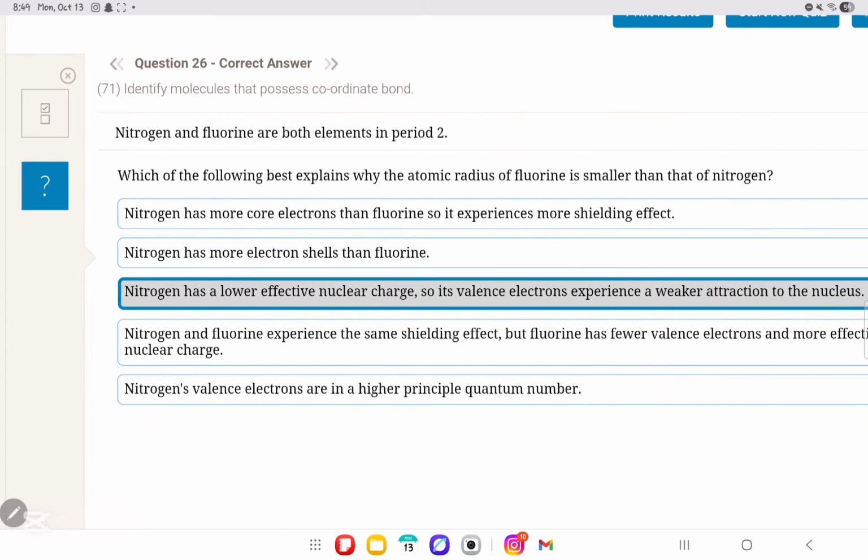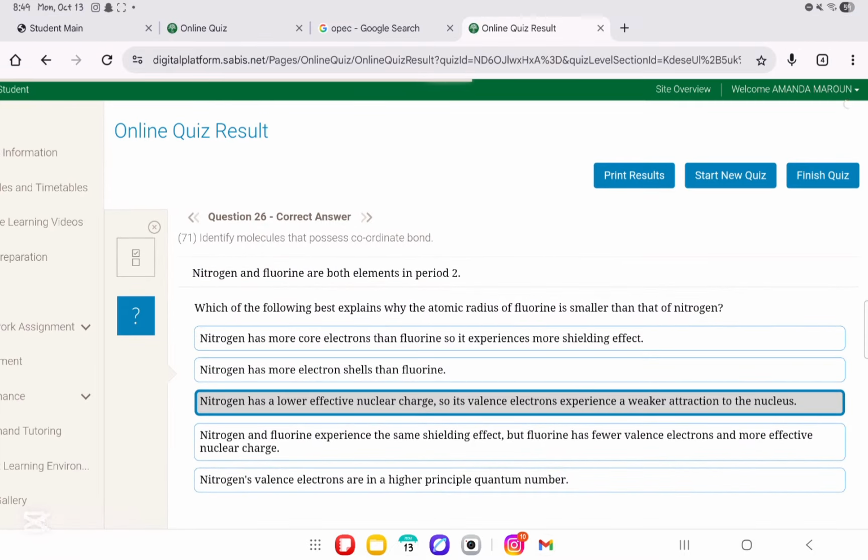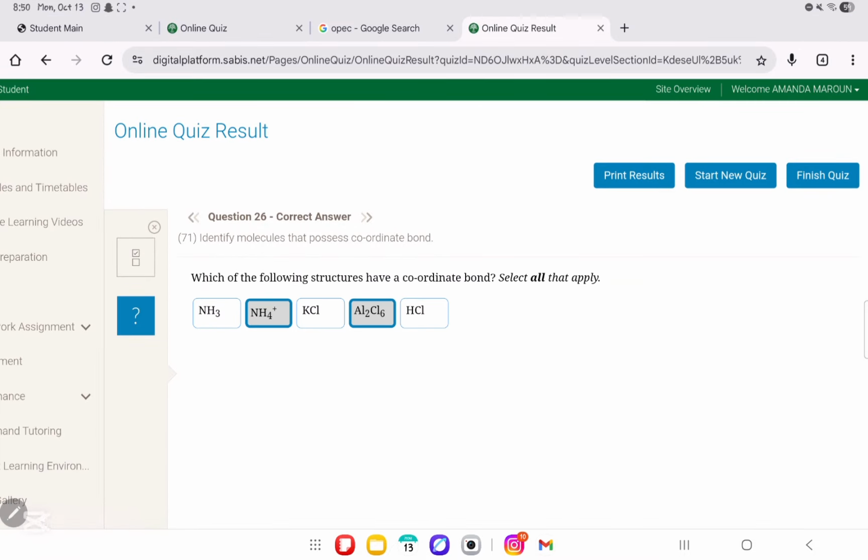What does it say? Hopefully it will load. Question number 26. Which of the following have a coordinate bond? So I'm just going to take the two that have a coordinate bond. I'm going to draw and I'm going to explain what a coordinate bond is. We first start with NH4+. So N, right? We have hydrogen here, hydrogen here, hydrogen here, right?